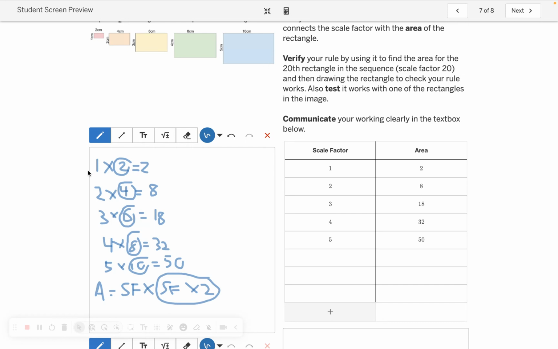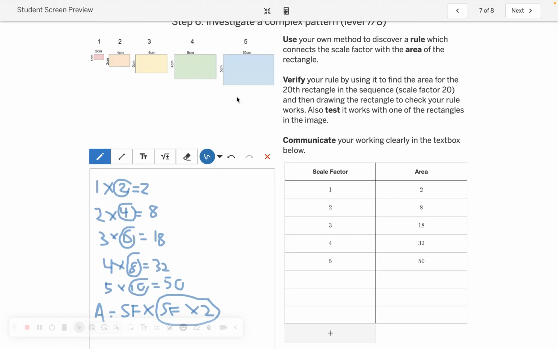Now, verifying is the same thing again. We're going to use the next rectangle, which is the 6th rectangle, to verify it. But before we do that, I want to show you that we can actually do a test as well. Now, testing and verifying mean different things. Testing basically means that you should be using the diagrams given to you to test the general rule. So I'll just show you really quickly how we test it.